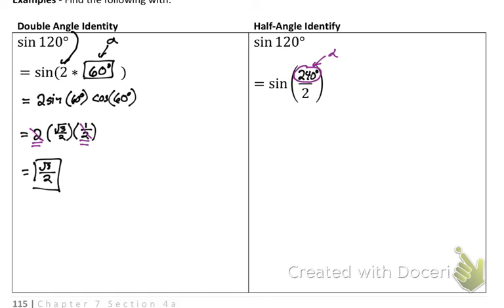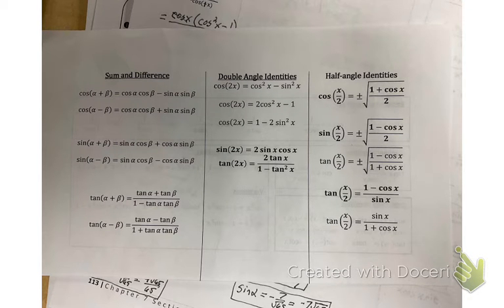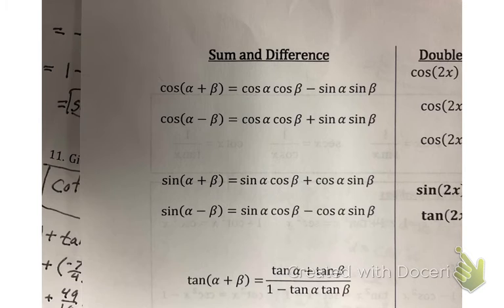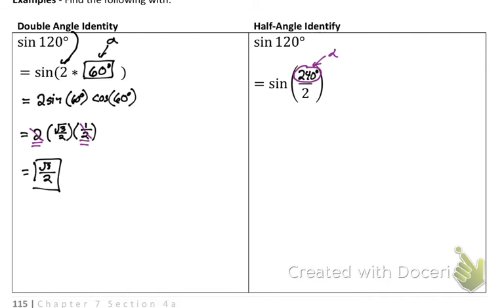So now we look at the sheet that was provided for us. We find our half angle formula for sine. Sine of x over 2 equals plus or minus the square root of 1 minus cosine x over 2. So we're just copying that down. So this will equal plus or minus the square root of 1 minus cosine of 240, divided by 2.